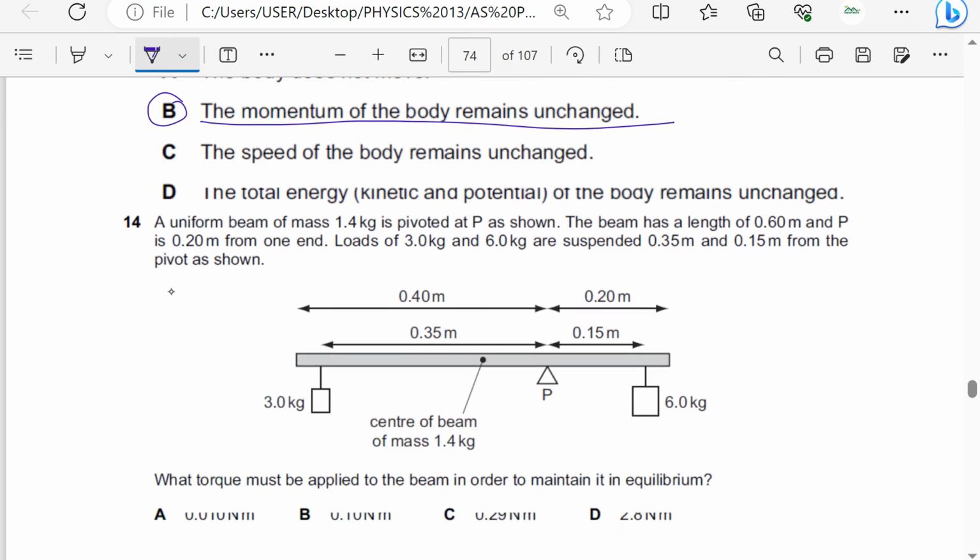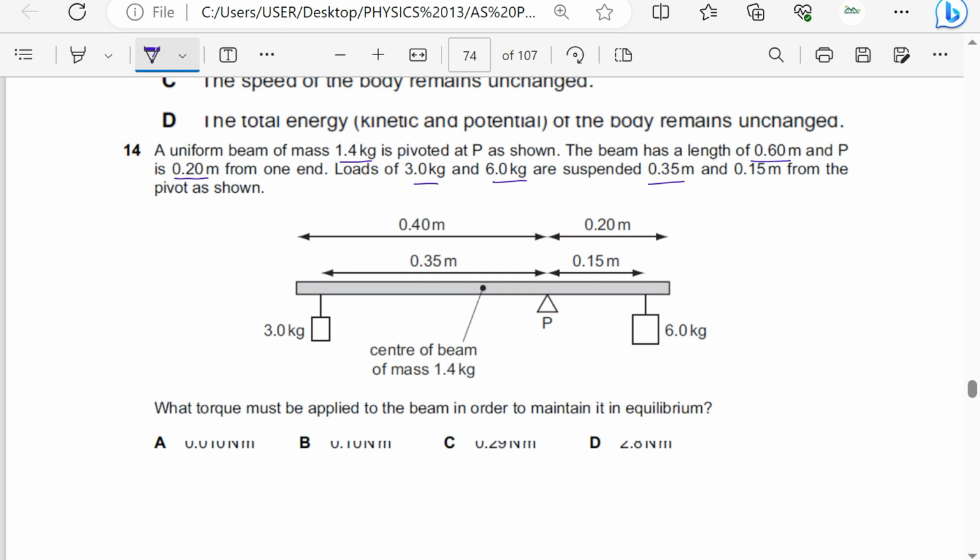A uniform beam of mass 1.4 kilograms is pivoted at P as shown. The beam has a length of 0.6 meters and P is 0.2 meters from one end. Loads of 3 kilograms and 6 kilograms are suspended 0.35 meters and 0.15 meters from the pivot as shown. What torque must be applied to the beam in order to maintain its equilibrium?